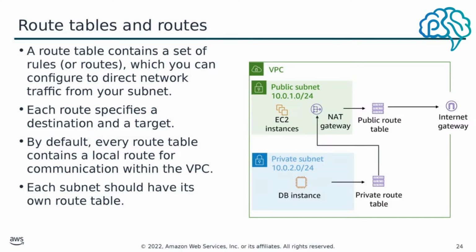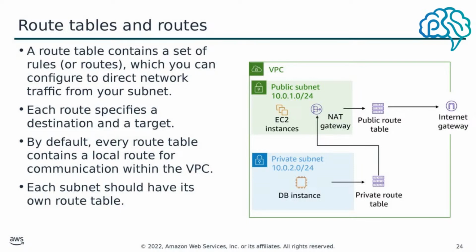Now, the route table itself is a set of rules. We call these routes, and these direct the network traffic from the subnet. Each route specifies a destination and a target. The destination is the destination CIDR block where you want traffic from your subnet to go. The target is where the destination traffic is sent. So a routing table is just a simple lookup table that keeps track of paths, like a map, and determines where you're going to forward the traffic.